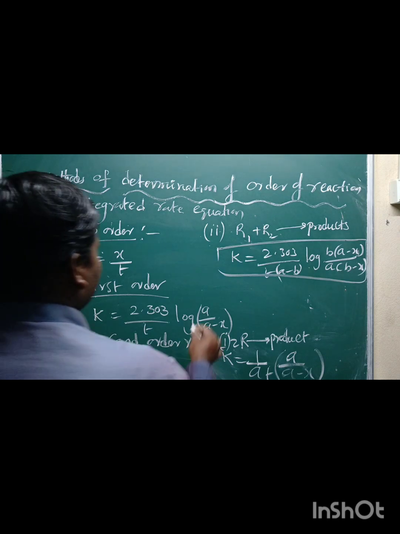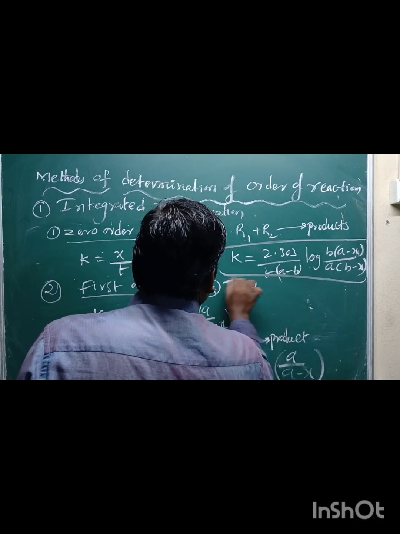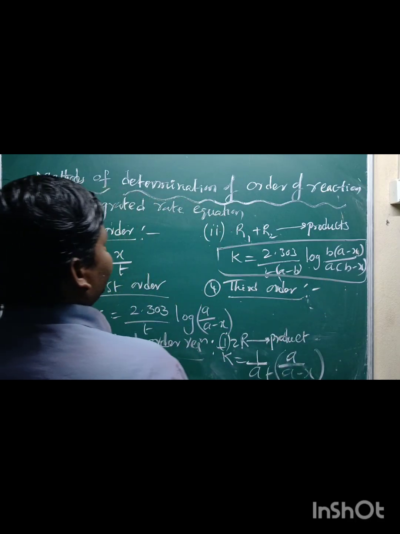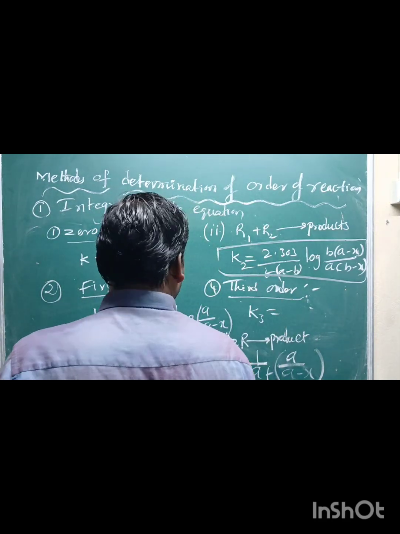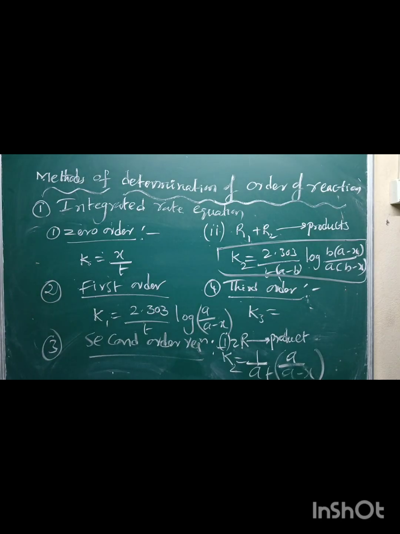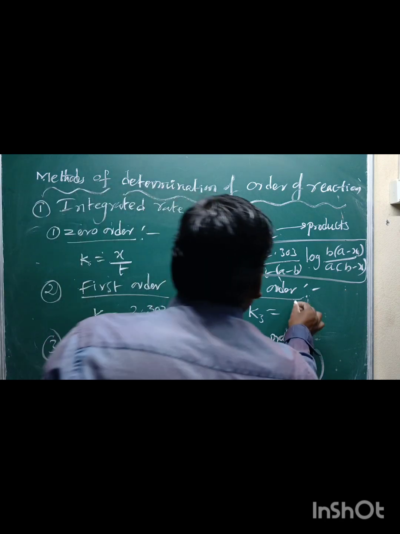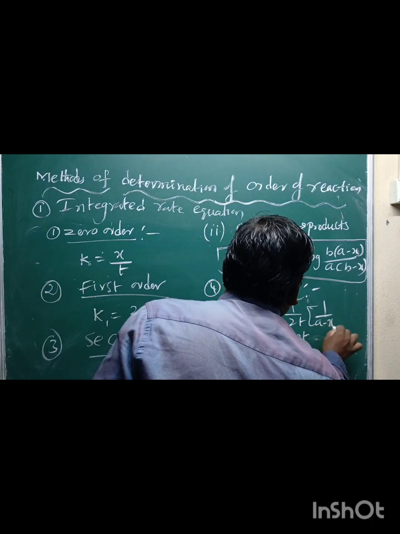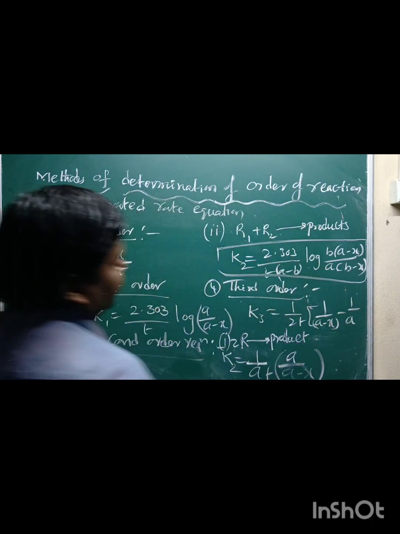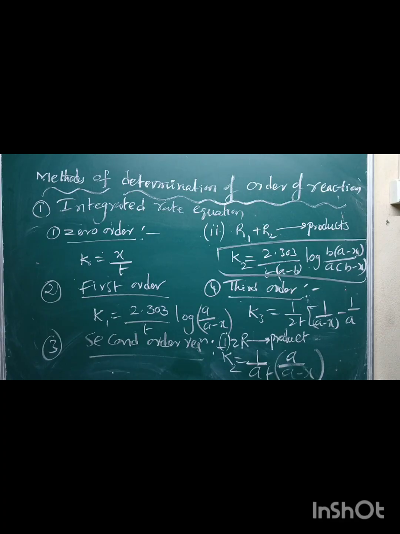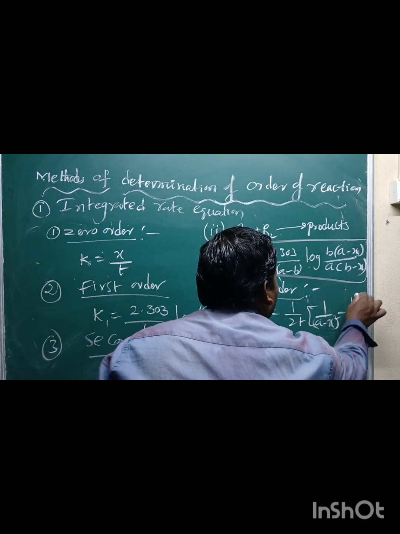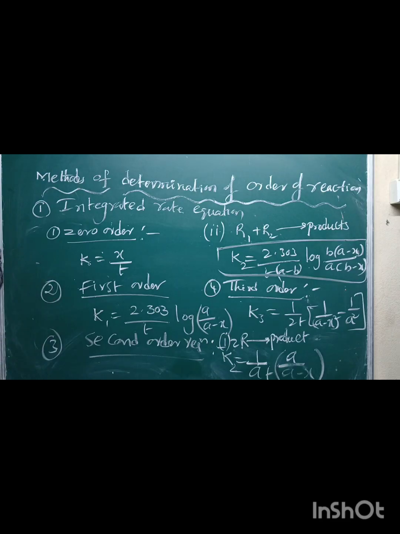For third order reaction, K3 is equal to 1 by 2t into [1 by (a minus x) squared minus 1 by a squared]. This is K3 for third order, K2 for second order, K1 for first order, and for zero order as above.